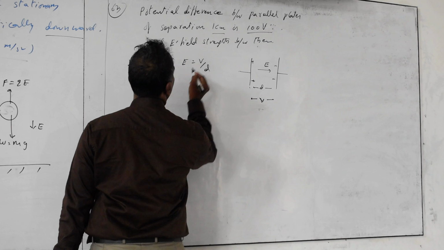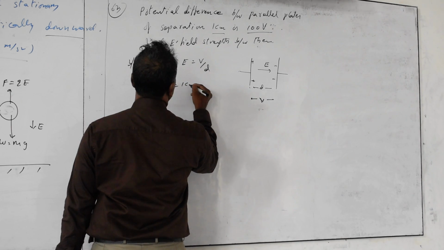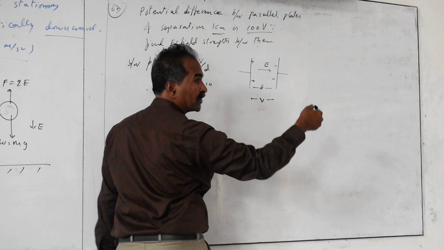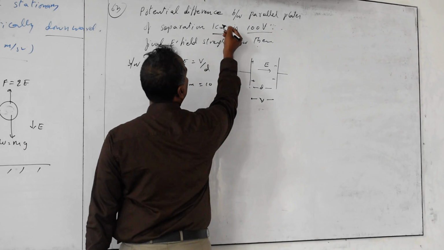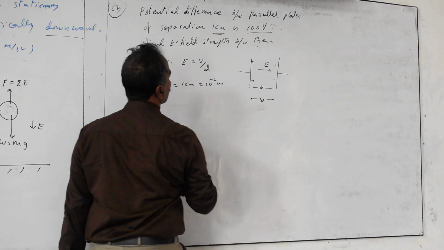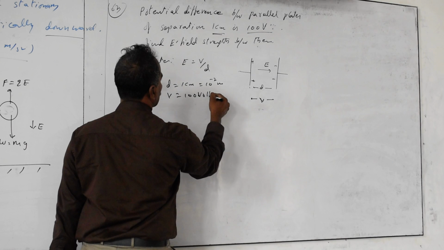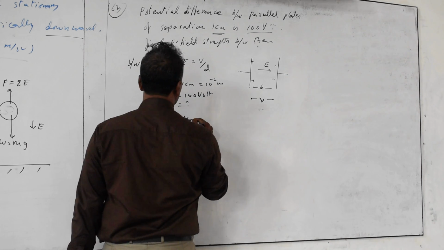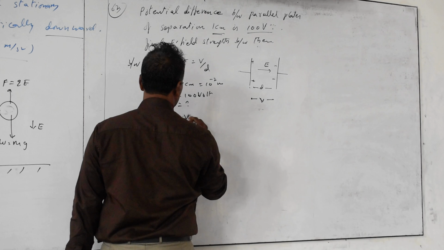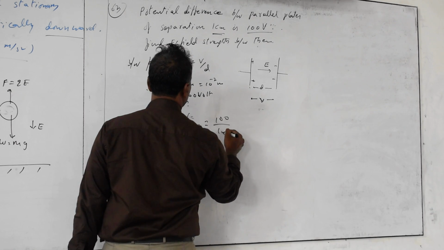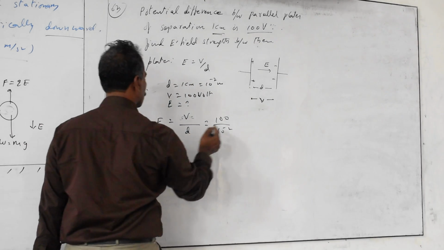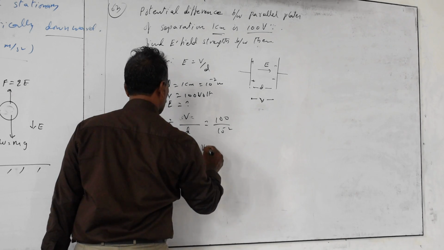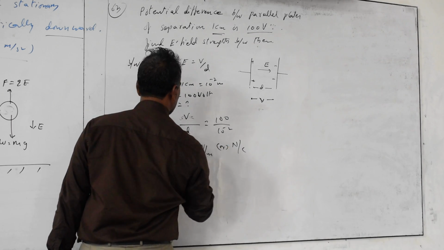So E equals the potential difference, which is given, divided by the distance, which is 1 centimeter. Be careful here: in the questions, the data needs to be converted, otherwise you may forget it. So write it as 10 to the power of minus 2 meters, and the potential difference is 100 volts. E equals V by D, which is 100 by 10 to the power of minus 2. It becomes 10 to the power of plus 2 in the numerator, plus 2, so E equals 10 to the power of 4 volt per meter. Another unit is Newton per coulomb.